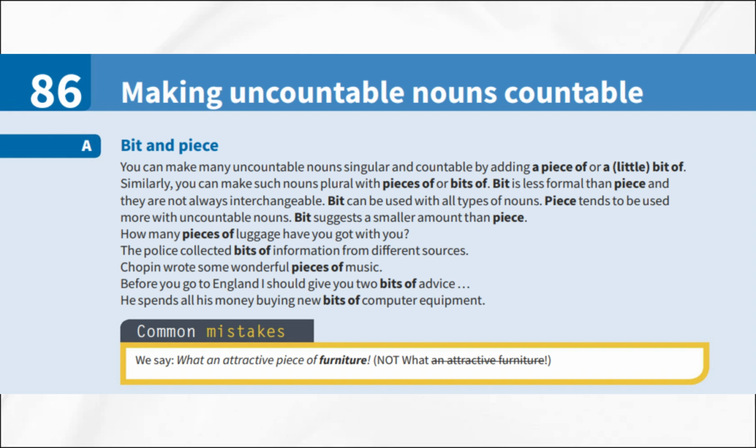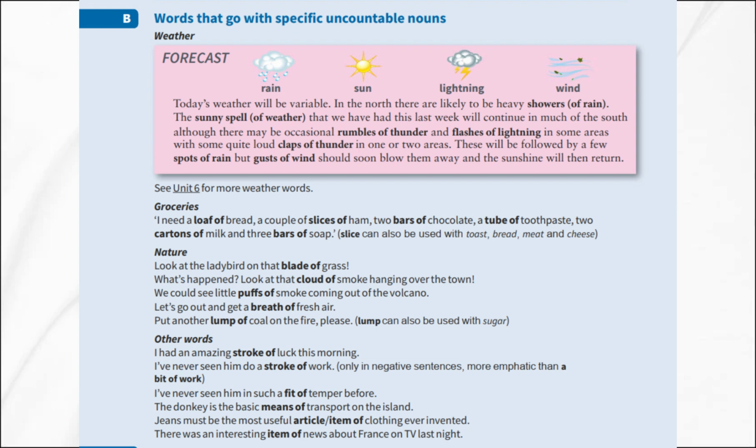Words that go with specific uncountable nouns. Now, let us look at some specific words that are used with particular uncountable nouns. Weather. When talking about weather, we use several count expressions. Today's weather will be variable. In the north, there are likely to be heavy showers of rain. The sunny spell of weather that we have had this last week will continue in much of the south.